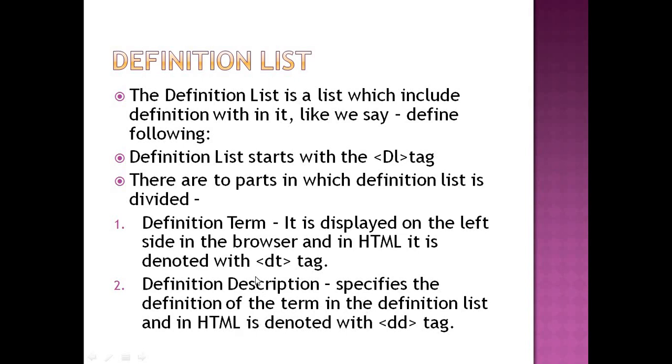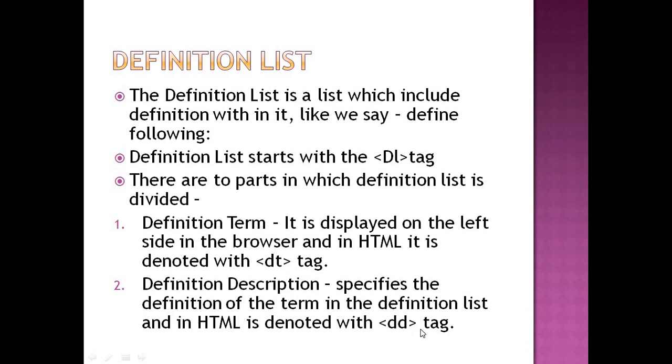And in HTML, how is the definition description denoted? It is denoted with the DD tag. So here the definition list uses three tags. The first one is the DL tag, for denoting that the list is a definition list. The DL tag includes two parts. The first part is the definition term, which is denoted with the DT tag, and the definition description is denoted with the DD tag.